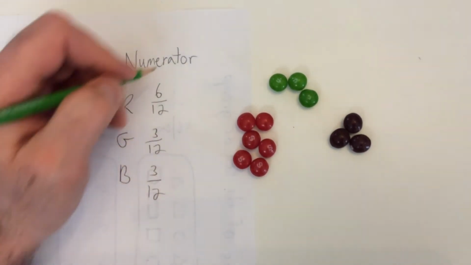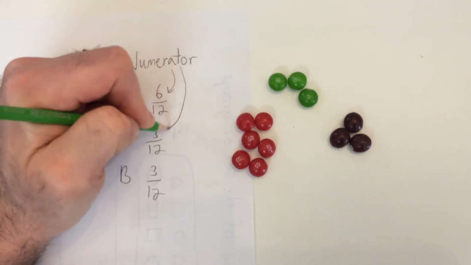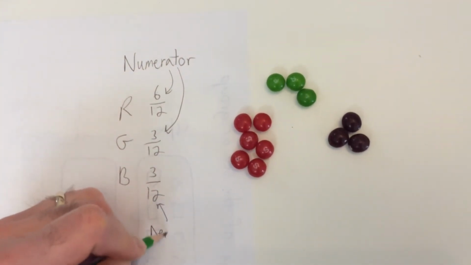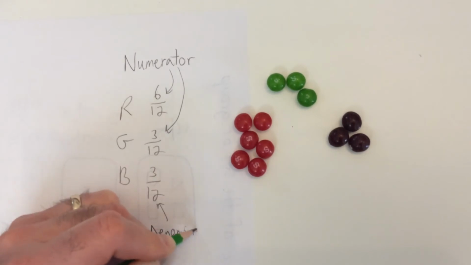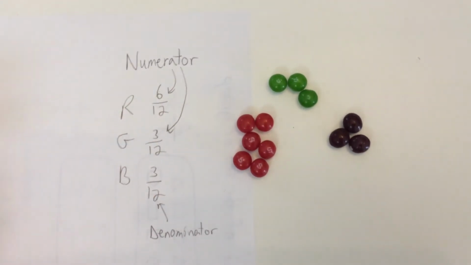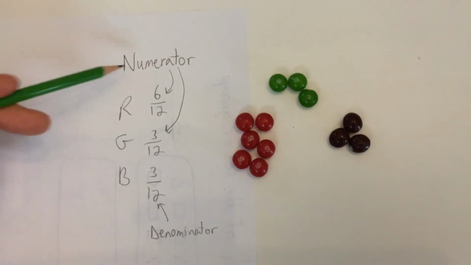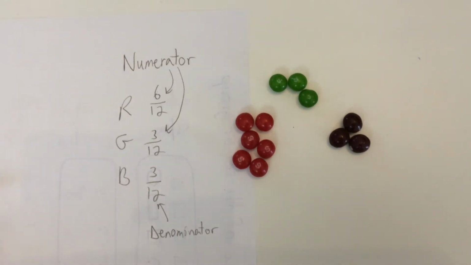Now those bottom numbers have a name as well. Denominators. Okay, so we got numerator, denominator. What I'm going to try to do in some other videos this week is look at using these terms more so you get familiar with them. All right, so we can do that.